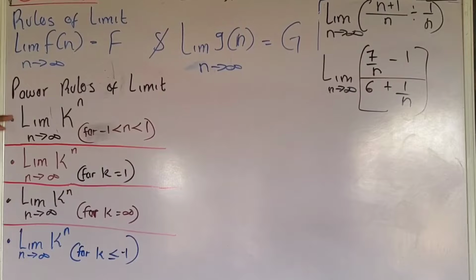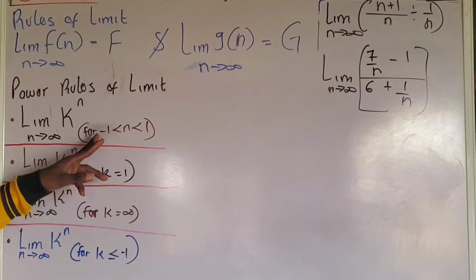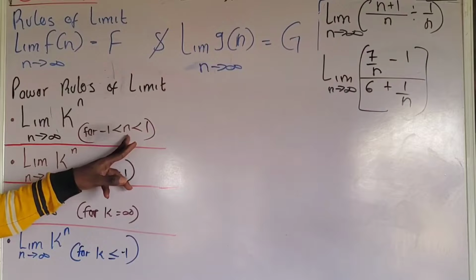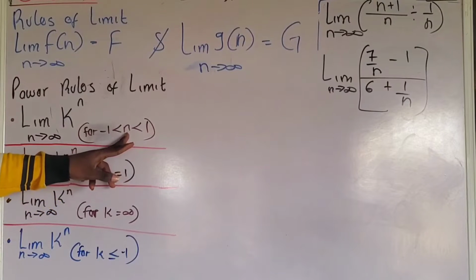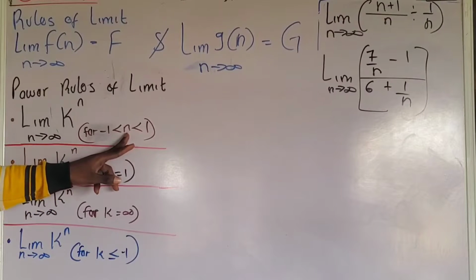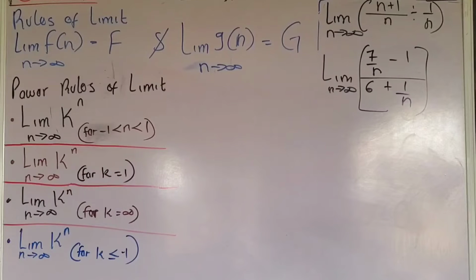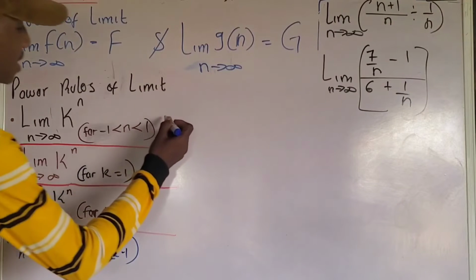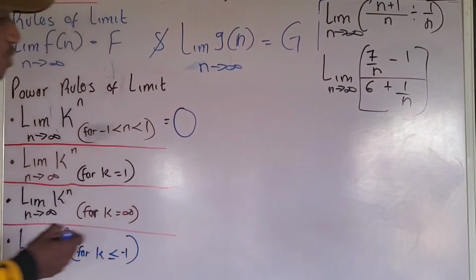Now, for the first condition, we have the limit of k to the power of n as n tends to infinity. For this condition, -1 is less than k, and k is less than 1. For this kind, the limit of the function is equivalent to 0. I'm going to explain, just pay attention.